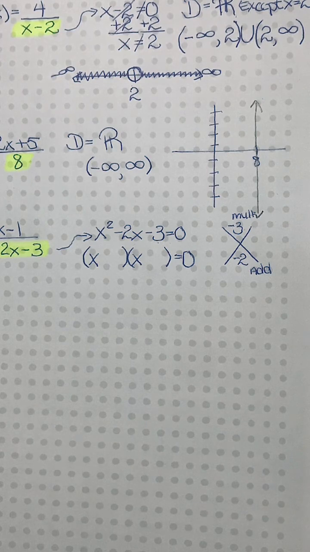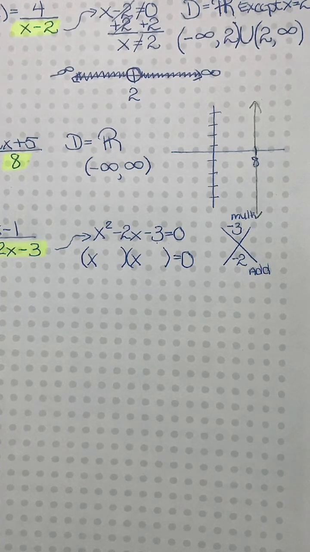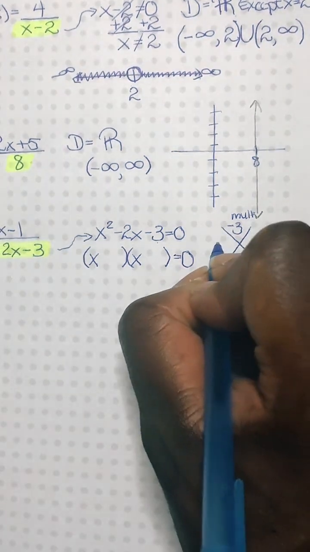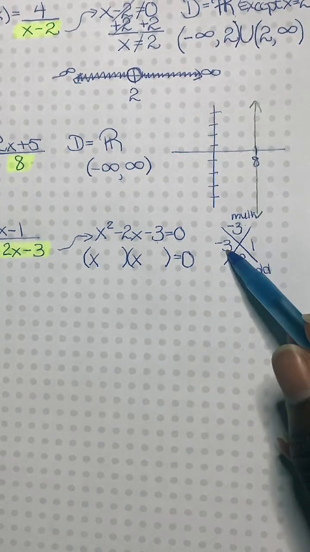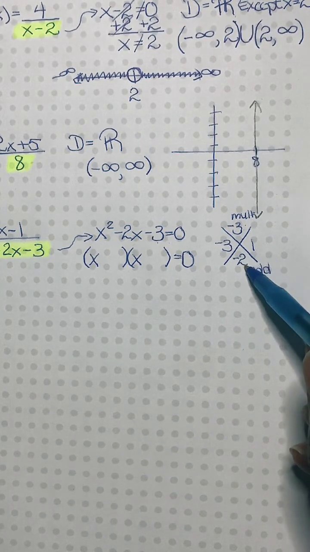Okay, so Rosalind says 1 and -3. Do we agree with her? Okay, -3 and 1. They're basically saying the same thing. Agree? There we go. Okay, because -3 times 1 gives me the -3, and -3 plus 1 gives me -2.